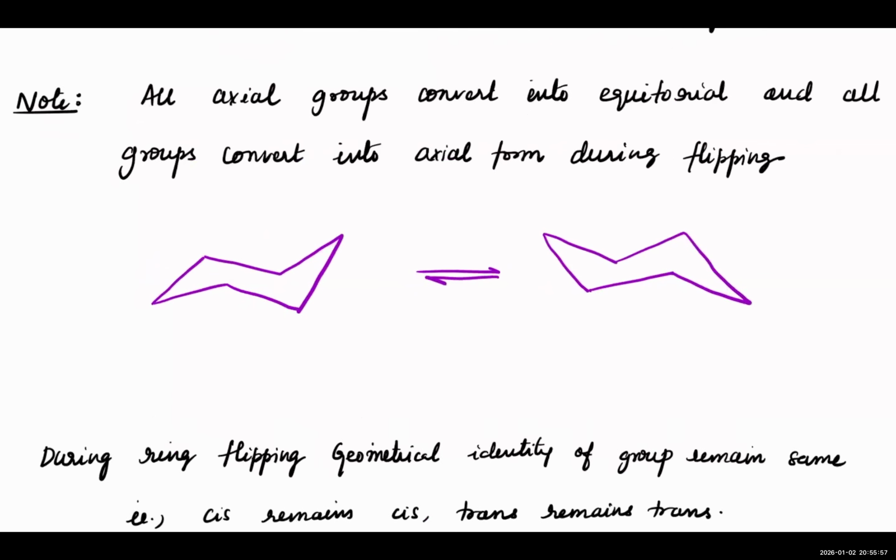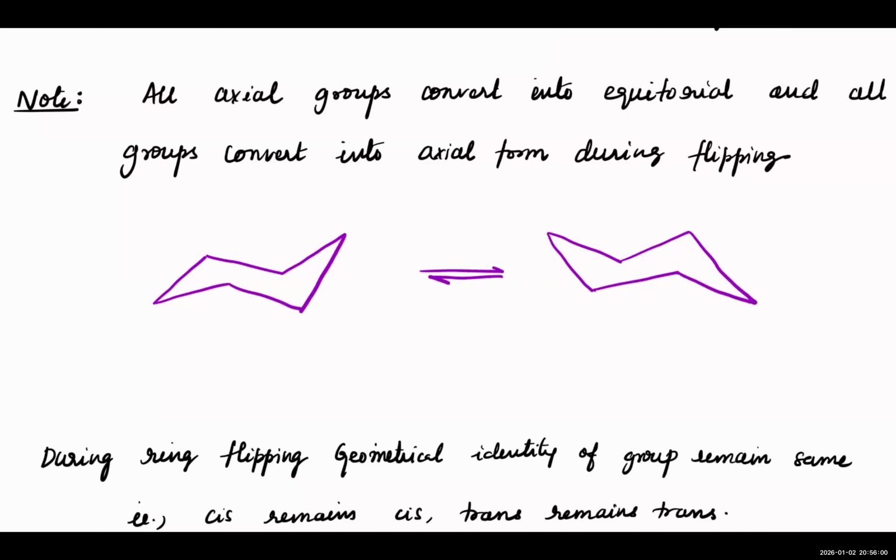Clear? To showcase how the axial becomes equatorial or equatorial becomes axial, let me write down all the groups here. So these are all the originally axial ones. These are all axial ones. And then these are all the equatorial ones.